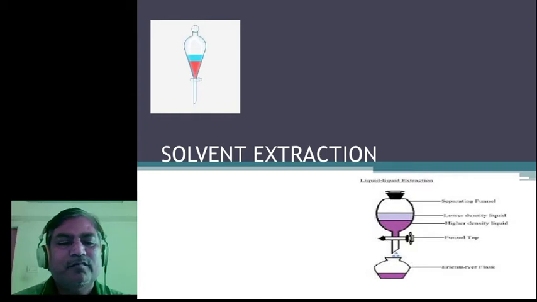Today we are going to start our second semester. In this semester I am going to teach you paper 4th, analytical chemistry. Course code is CH344.